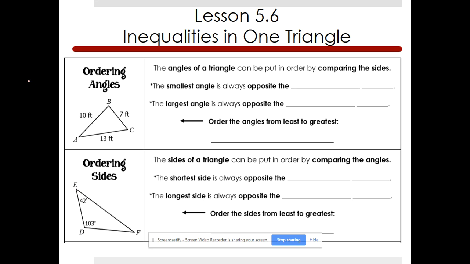So when you're ordering angles, you can compare them by their sides. The smallest angle is always opposite the shortest side, and the largest angle is opposite the longest side.